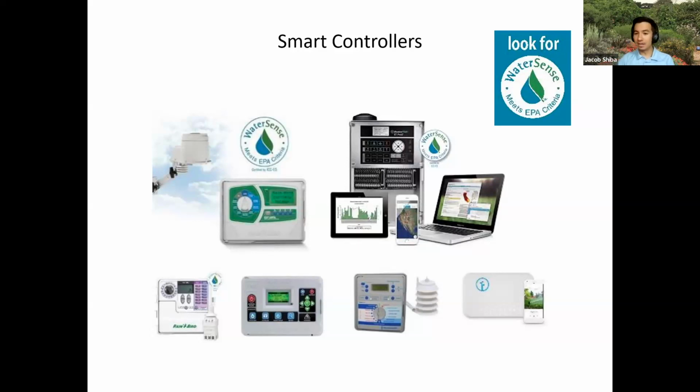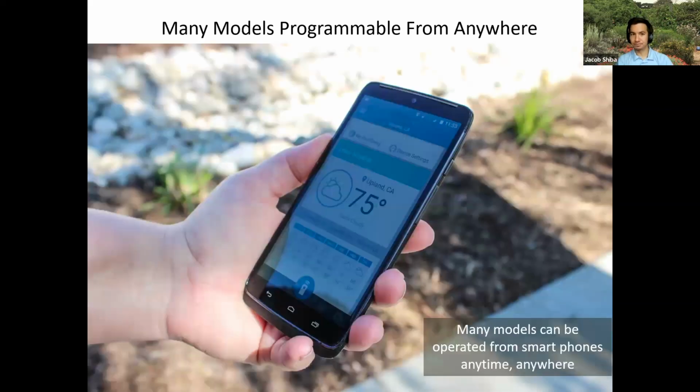And if it's raining, they don't water at all. So look for irrigation controllers that have the WaterSense label, and consider upgrading to what we call a smart timer or a weather-based irrigation controller. A lot of these new models, which is great, are programmable from anywhere. A lot of them have a little app you can download. You can plug all your information in there. You can operate it. You can control it from wherever you are.